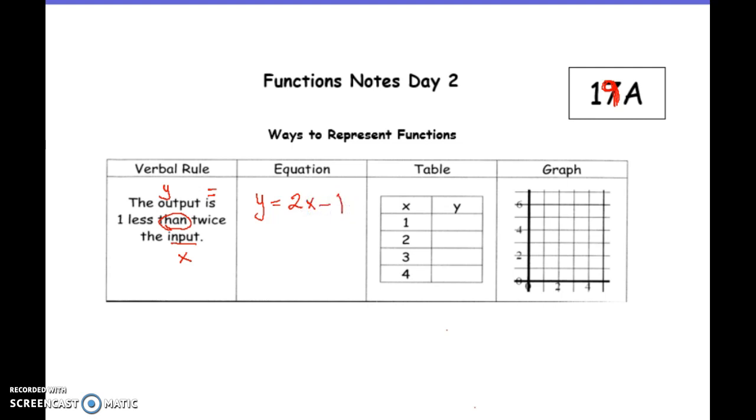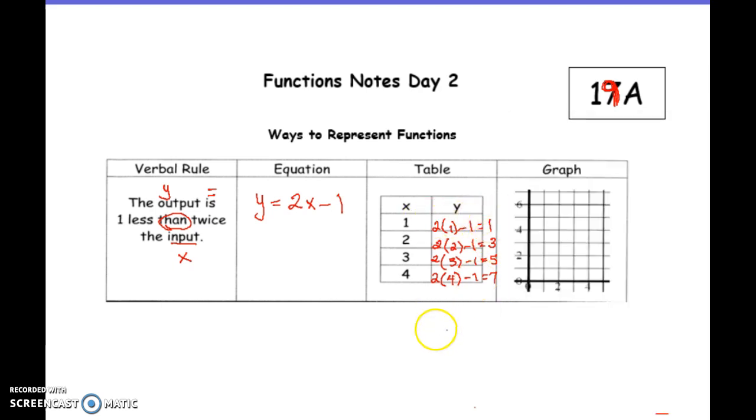So if we were to fill out the input-output table, if you had an input of 1 for your x value, you plugged in 2 times 1, you would get 2 times 1 minus 1, which would be 2 minus 1, which would be an output of 1. An input of 2 would give you 2 times 2 minus 1, which would give you 4 minus 1, which is 3. And then you'd have 2 times 3 minus 1. That would be 6 minus 1 is 5. And 2 times 4 is 8 minus 1 is 7. Okay, so we'd get our appropriate y values or our outputs, and we can graph each of these ordered pairs.